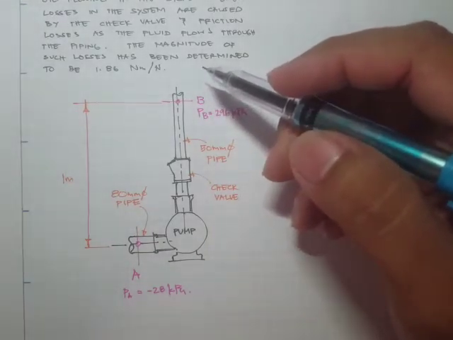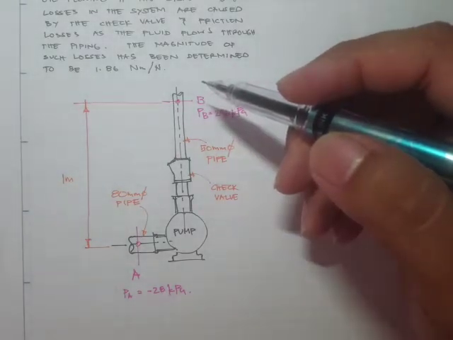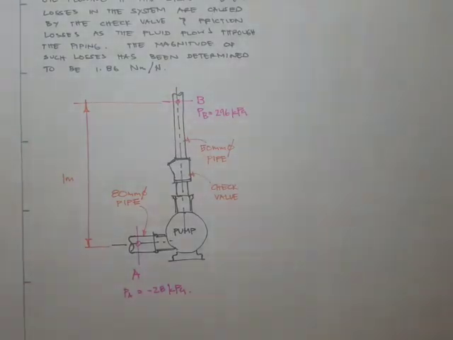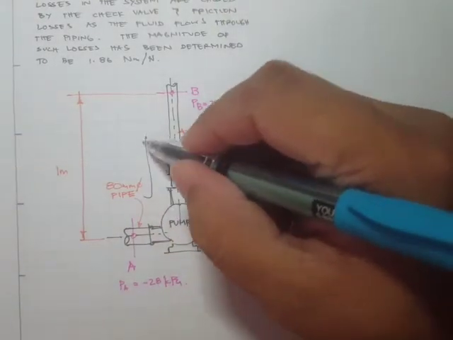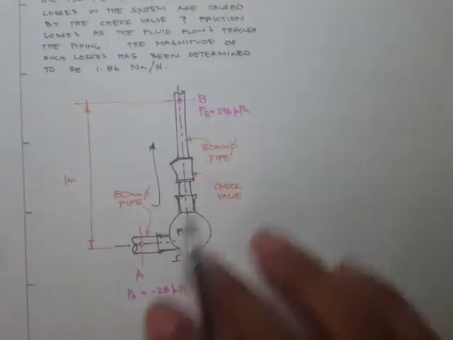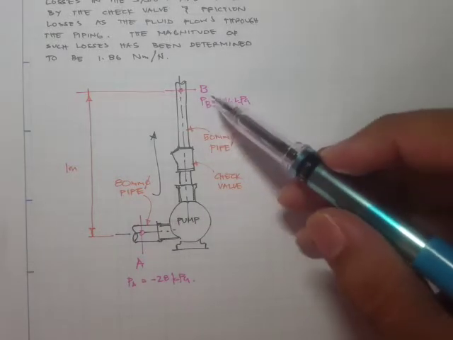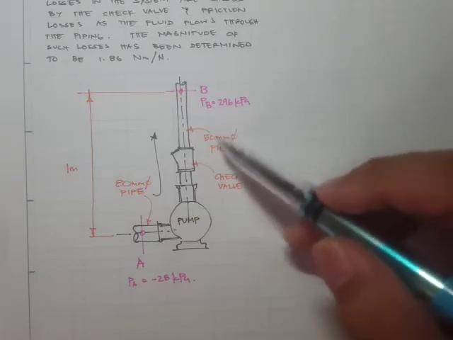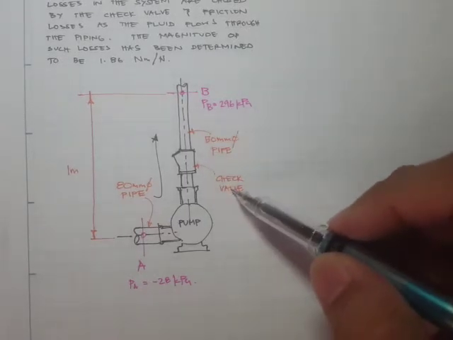Now, the pump is actually a mechanical device that adds pressure to the system, and thereby it allows flowing of water, even if the direction is opposite to that of the gravitational direction. So the flow of water is from A to B. In the inlet, we have an 80 mm diameter pipe, and for the outlet we have a 50 mm diameter pipe, so we have a smaller diameter for the exit, and here we have a check valve.